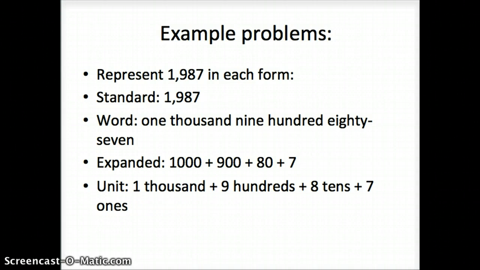We need to represent 1987 in each form. The standard form is written out in digits, 1,987. In word form, you have one thousand, nine hundred eighty-seven. Expanded form is stretched out to include 1000 plus 900 plus 80 plus 7. Unit form is 1 thousand, representing the 1 in the thousands place, plus 9 hundreds, which is a 9 in the hundreds place, plus 8 tens, plus 7 ones.